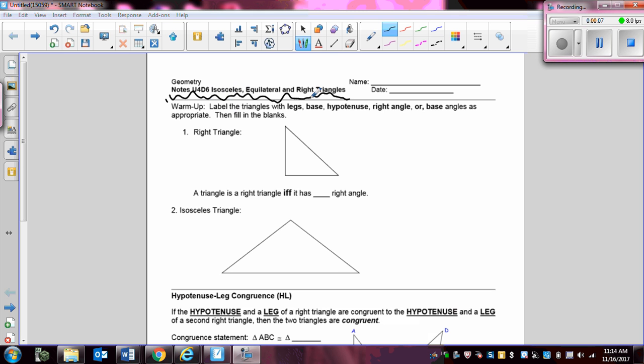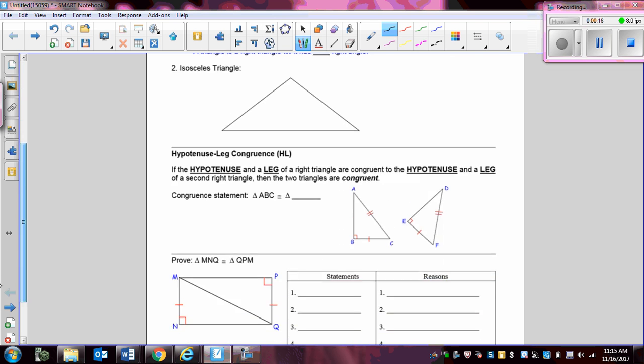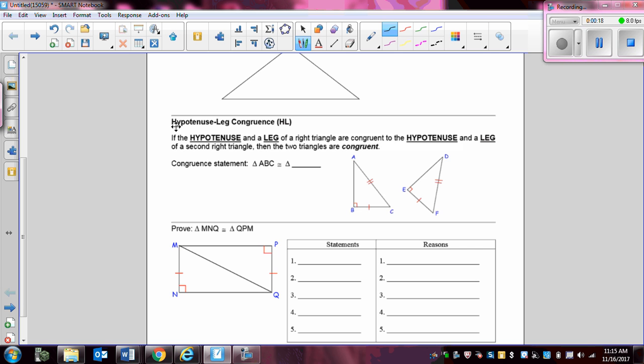We're going to revisit isosceles and equilateral and now right triangles. So this first part is a warm-up. You guys will do this in class. So this is our fifth and last part of congruency, and it's called hypotenuse leg congruence.